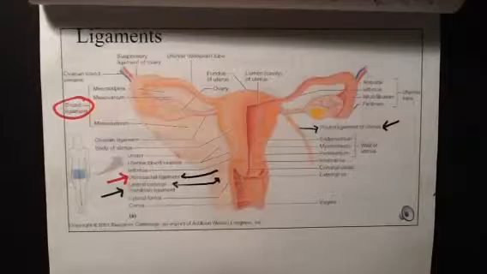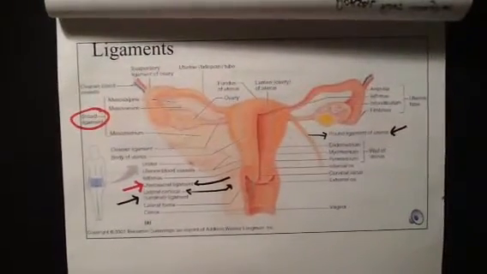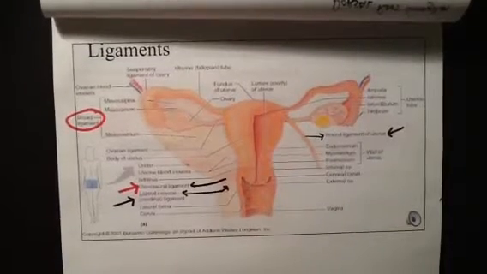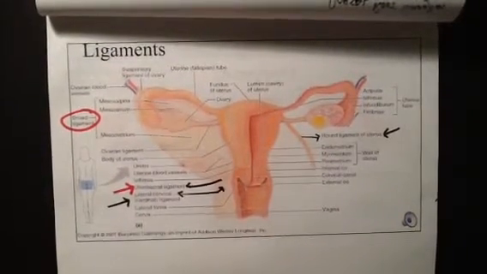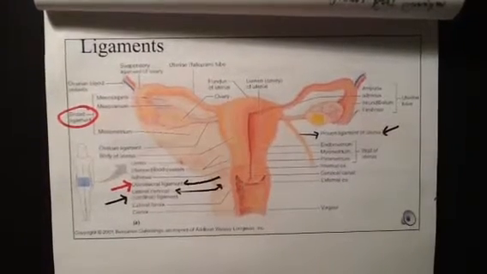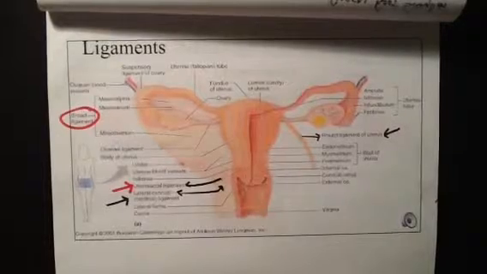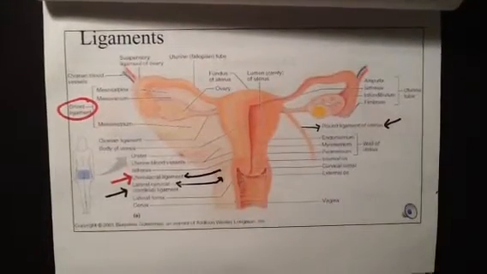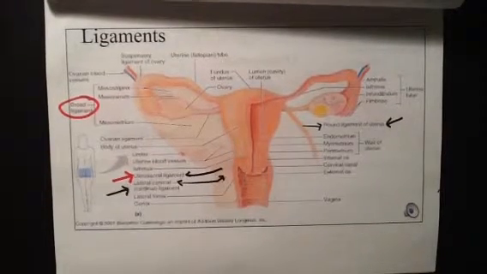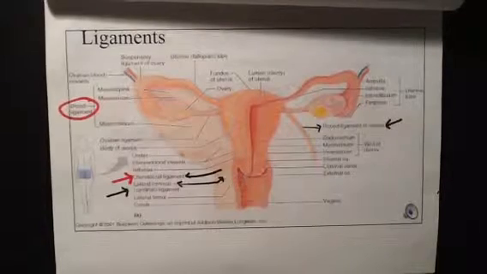Now we come to the suspensory ligaments of the uterus. The peritoneum that covers the uterus continues laterally as a double fold, known as the broad ligament. In addition to the broad ligament, 3 pairs of suspensory ligaments stabilize the position of the uterus and limit its range of movement.